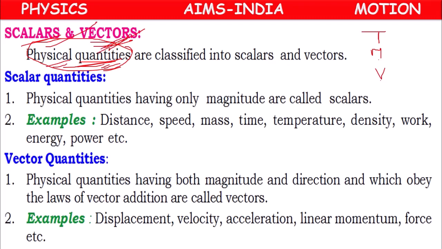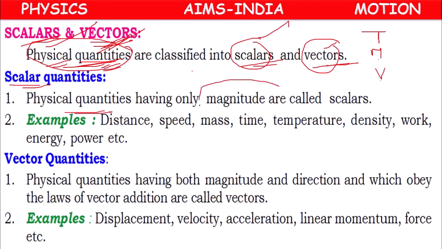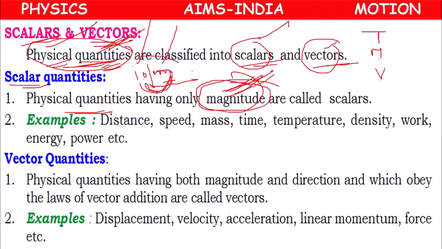Physical quantities are classified into scalars and vectors. Scalars are the quantities which have only magnitude. Magnitude means, suppose we say 10 meter, here 10 is a numerical value and meter is a unit. The combination of numerical value and unit is called magnitude. Scalar quantities have only magnitude, only value, but no direction.